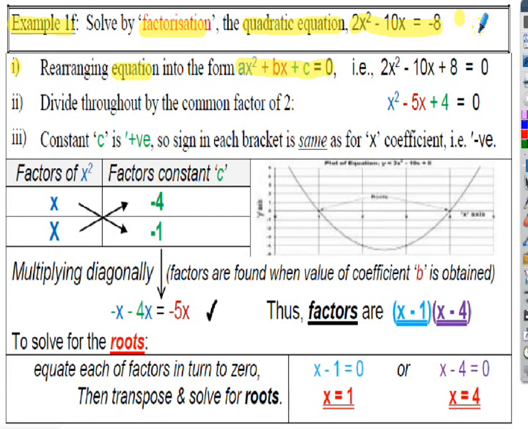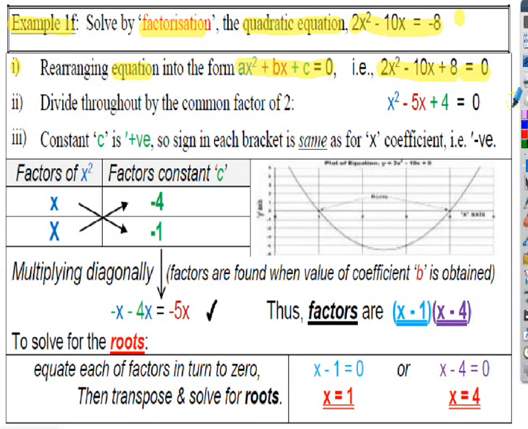It's actually ax squared plus bx is equal to c. So I need to rearrange the equation first of all. I'm going to add 8 to both sides of the equation to get the constant from the right hand side to the left hand side. So I'm going to start from the equation 2x squared minus 10x plus 8 now is equal to 0.